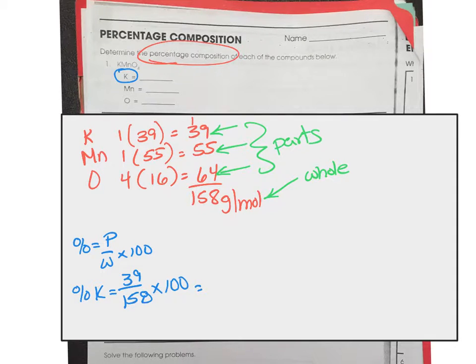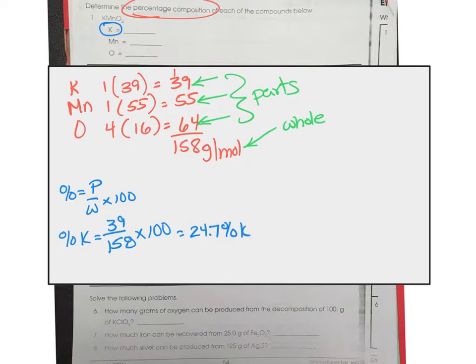Okay, so this is going to equal 24.7% potassium. Now, I'm going to do it over here. I'm going to do the percent of manganese, and I'll do that in green. Percent of manganese is going to equal the part that is manganese, so that's the 55, over the whole thing, which is 158, times 100. And that's 34.8% manganese.